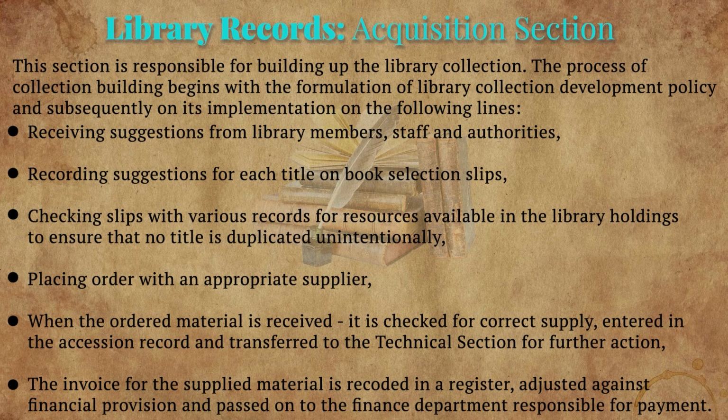And for the unsupplied file, again we need to check why this book is not being supplied and what precaution we need to take, whether we will take a special drive, whether we will try to procure this book through interlibrary loan, whether we will try to procure it in e-format or digitized format or using open access resources like that. So then placing the order with the appropriate supplier. When the ordered material is received, it is checked for correct supply, entered in the accession record, and the books are transferred to the technical section for further action.